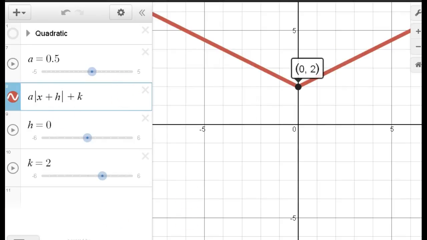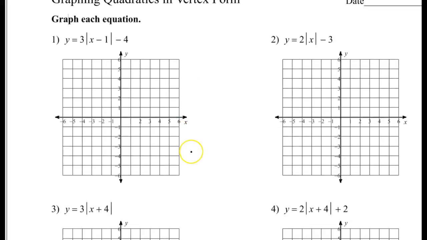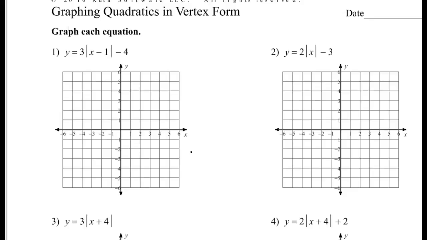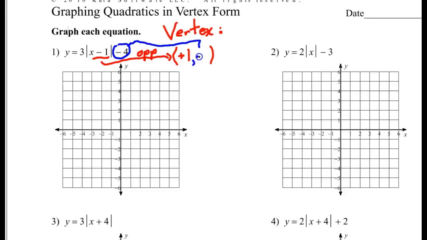Okay? So let's just do a little practice real fast and just remind ourselves how to graph these. Okay? So let's make some notes. So for number 1, our vertex, right? Our vertex here is going to be at +1, right? So it's the opposite. Remember, it's the opposite of the number in there. And then comma -4. That one's the same. So we can find the vertex just by looking at it.